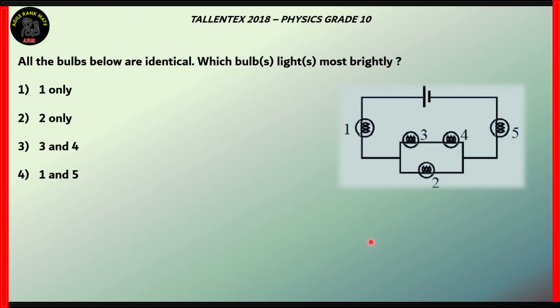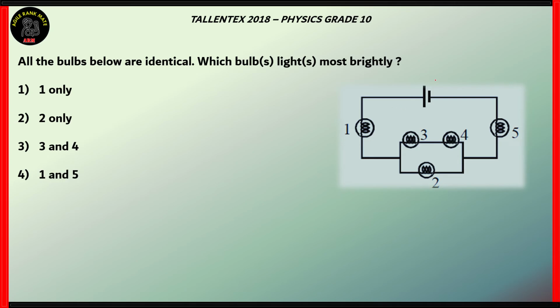So let's start off. We have a question from physics at the start. All the bulbs below are identical. Which bulb(s) light(s) most brightly? So it's either which bulb lights most brightly or which bulbs light most brightly. So that's according to the options. You've got 1 only, 2 only, 3 and 4, 1 and 5. So what's the underlying principle for this particular question?